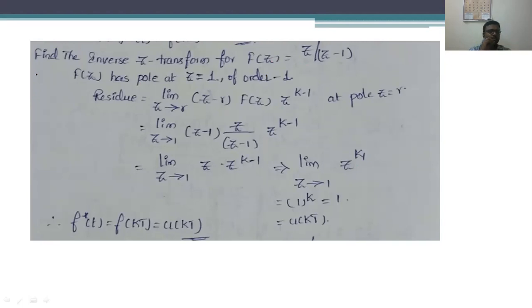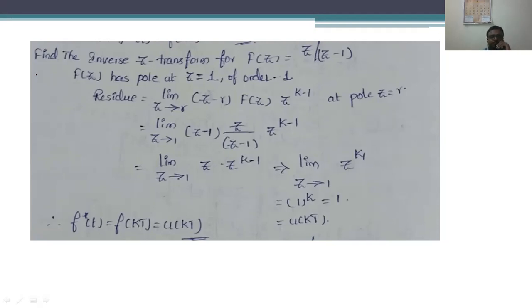In case of the residue method, one more advantage is there. There is no need to concentrate on inverse Z transform or Z transform formulas. Just applying the residues and adding them depending upon the number of poles is the main advantage of the residue method. There is no need to remember the Z transformation formulas in case of the residue method.